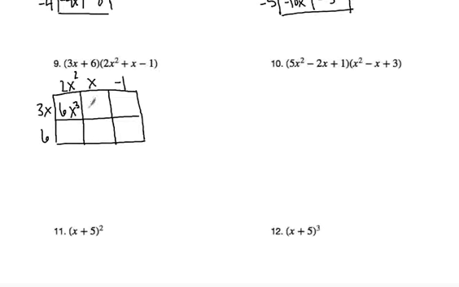Next box, 3x times x gives us 3x squared. The box beside that, 3x times negative 1 gives us negative 3x. Bottom row, outside times the top, gives us 12 times x squared. Next box, 6x. Last box, negative 6. Everything comes out, and then we're going to put together our like terms.